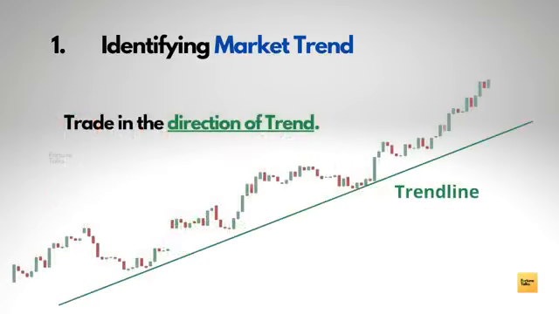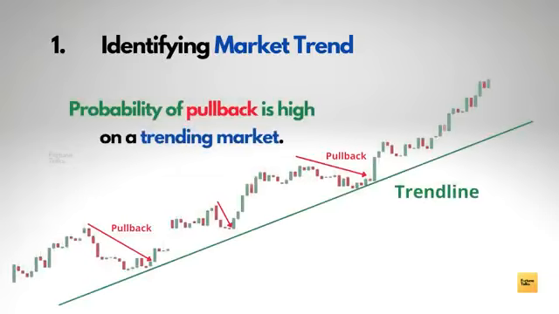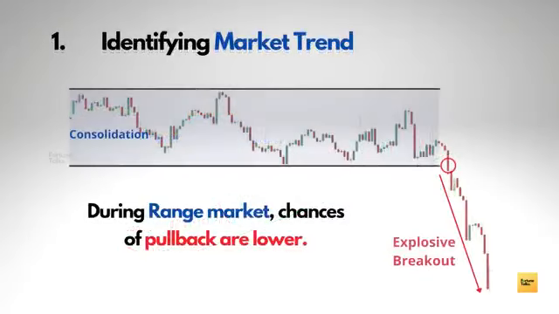And more importantly, make sure to trade in the direction of the trend and not go against it. Now, I'm not saying that there won't be any pullback opportunities if the market is not trending or if the market is in a range, but instead, the probability of getting a pullback setup is higher when there is trending price action. And most often, during a range or consolidated price action, the market tends to give explosive breakouts where the chances for pullbacks are lower due to increased interest and participation by the market participants.